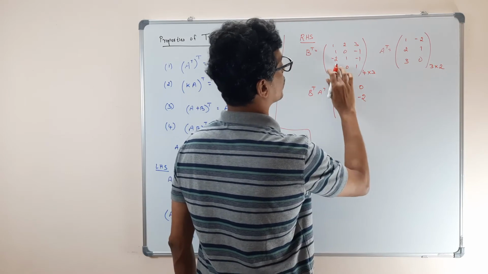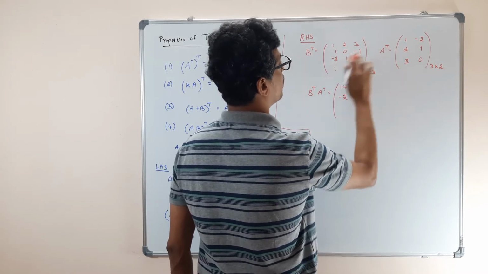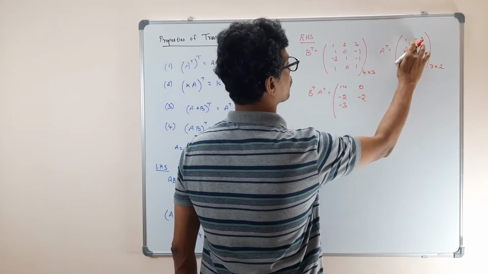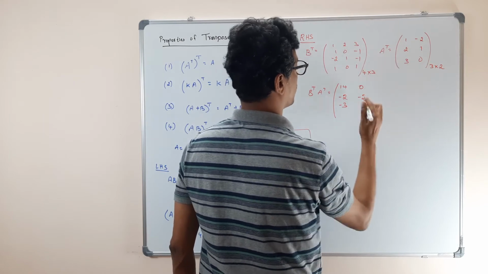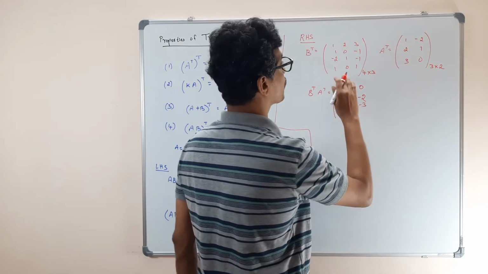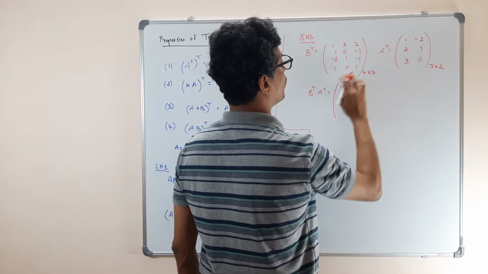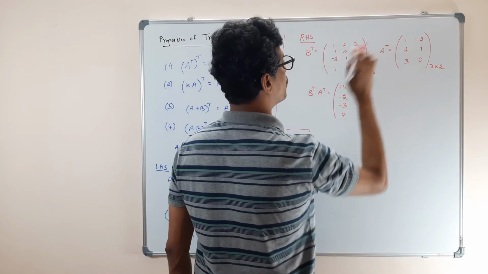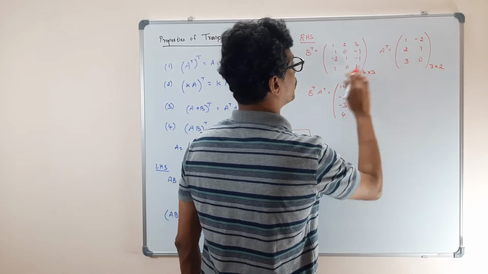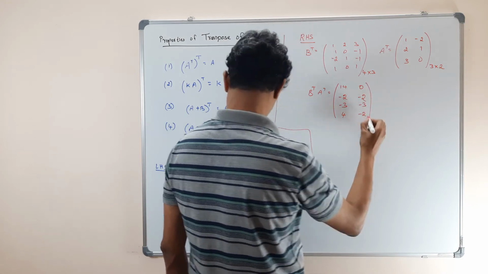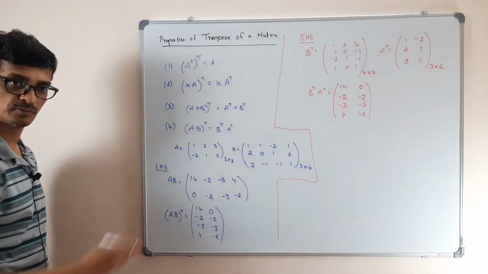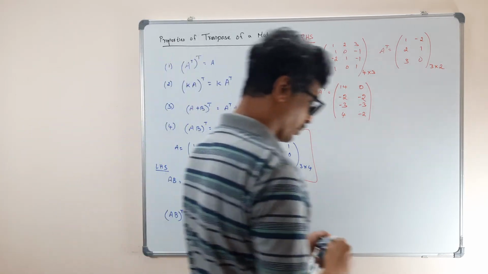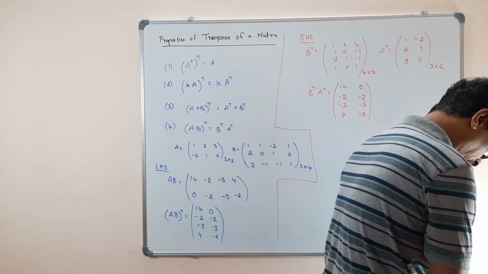Correct? So then this row and this column, right? Minus 2, 2, 0, minus 3. Correct? Minus 2, minus 2, minus 4, plus 1 is minus 3. The last one is 1, 4. And this will be 1 into minus 2, minus 2, 0, minus 2. Correct? Are we getting the same answer? Okay, hence proved. So this is a very interesting property of the matrix transpose.